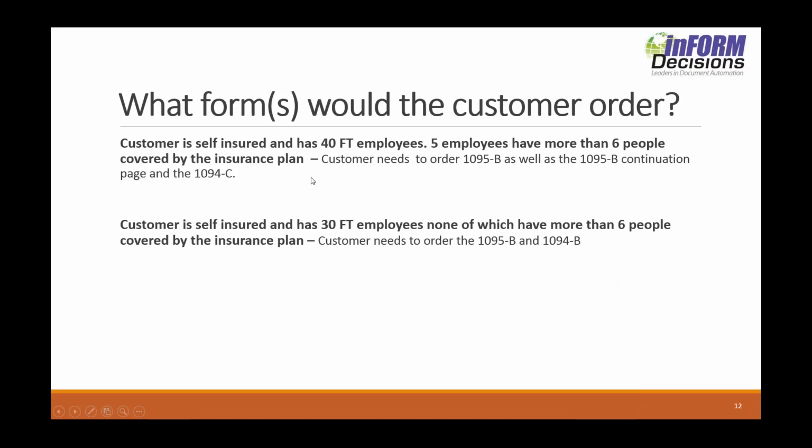What forms would the customer order? The customer is self-insured, has 40 full-time employees. 5 employees have more than 6 people covered by the insurance plan. In this example, the customer would need to order the 1095B as well as the 1095B continuation page and the 1094C. The other example here is the customer is self-insured, has 30 full-time employees, none of which have more than 6 covered by the insurance plan. They are going to only need the 1095B and the 1094B.